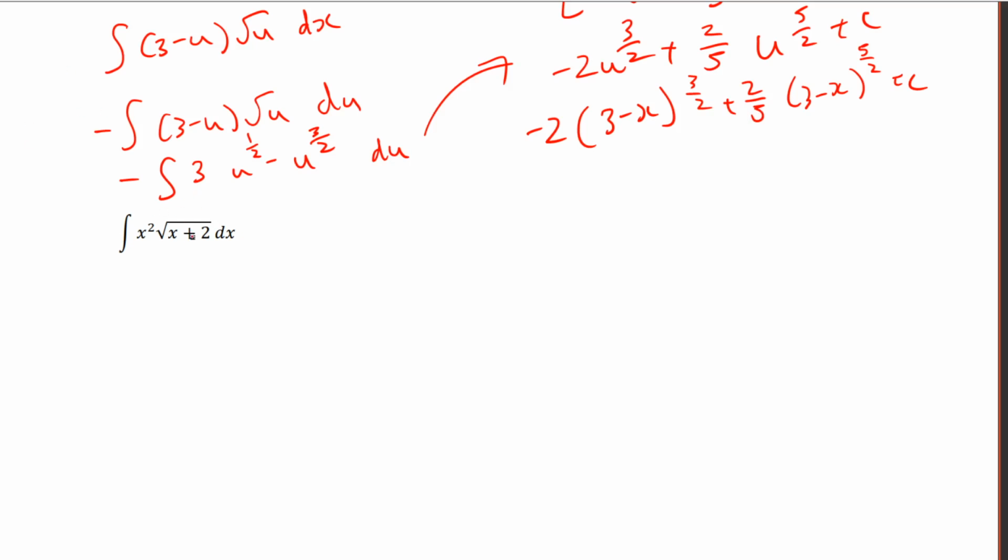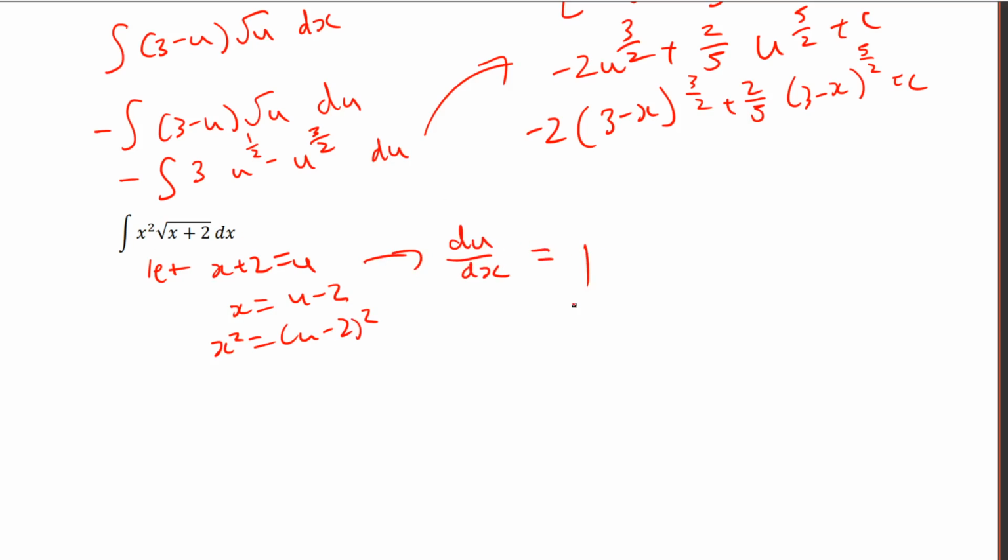So I'll do the same thing as before. I'll let whatever's under my radical equal u. So I'll let x plus 2 equal u. Then I'll have x equals u minus 2, x squared equals u minus 2 squared. So I'm just getting x squared in terms of u. And then I'm also going to find du dx equals 1. So that's all good. Then I'll have dx equals du, right?